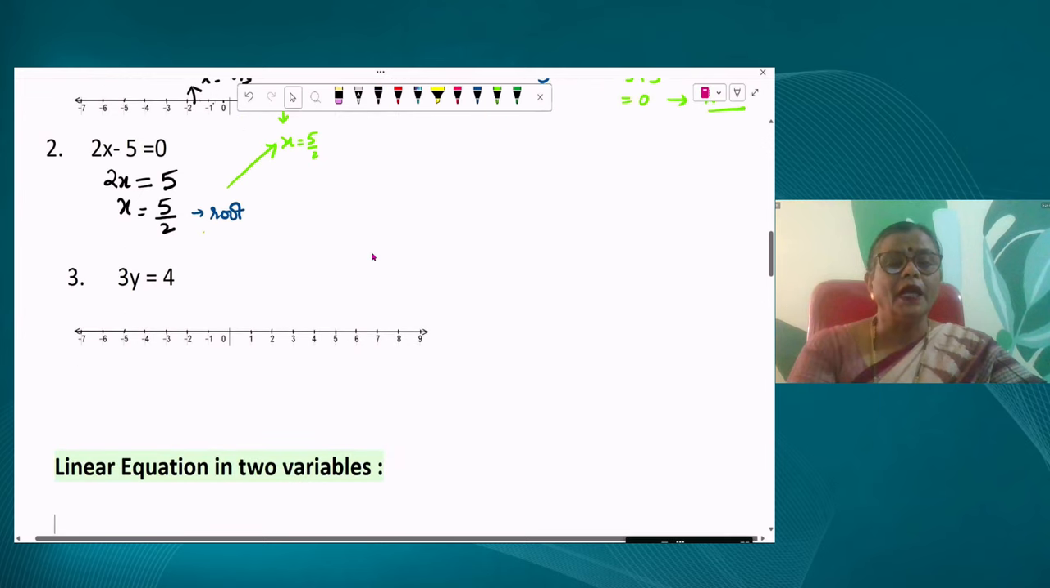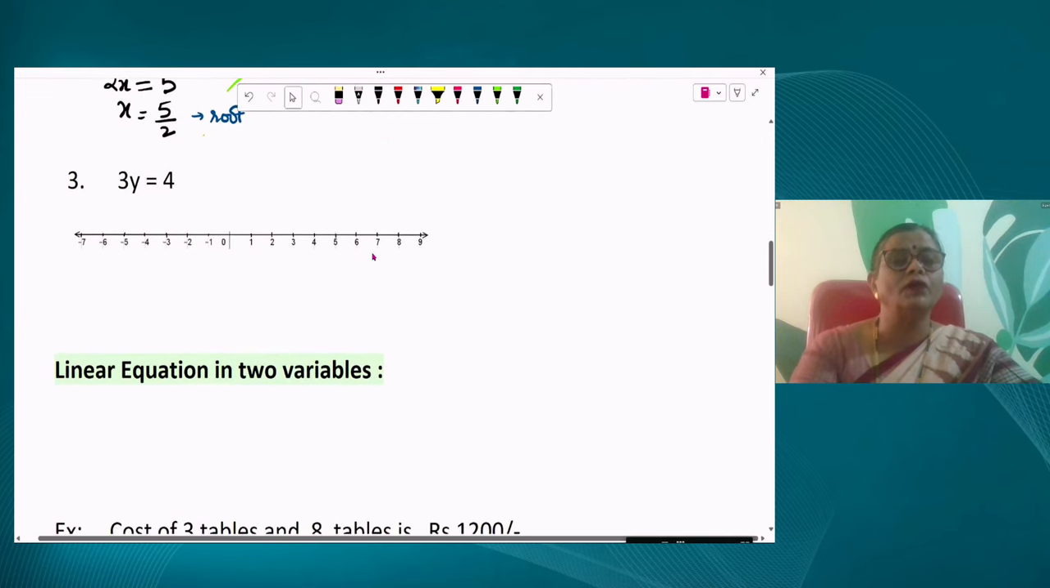Fine. Now the next equation that you see is 3y equal to 4. Here I have used x, so the unknowns or the varying quantities can be represented as a, b, c, x, y, whatever it is. Now I am using y, because on the number line we usually take the horizontal line as the x axis. That's the reason why we had taken everything in terms of x. Now since it is y, we'll consider this as the y axis, fine?